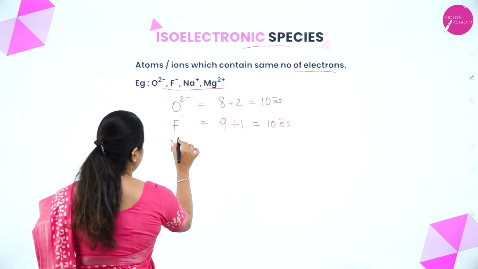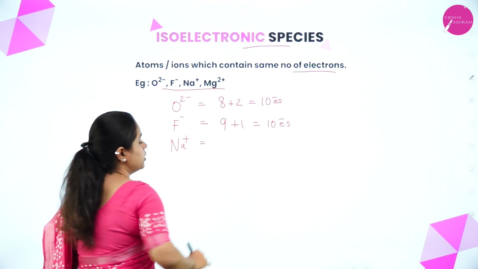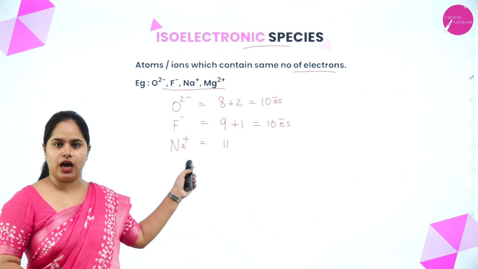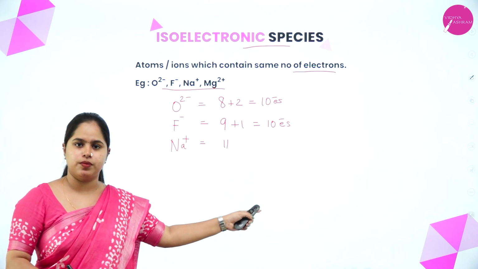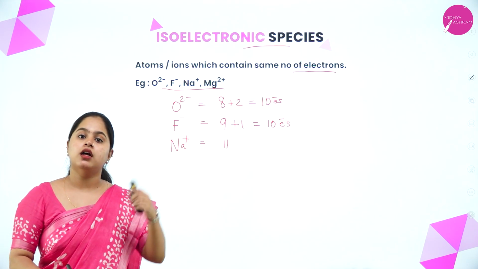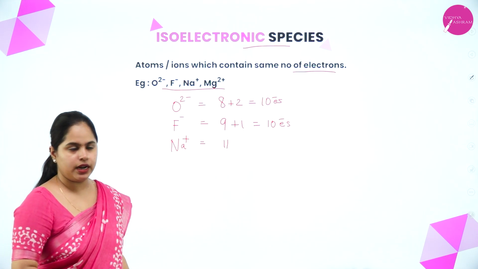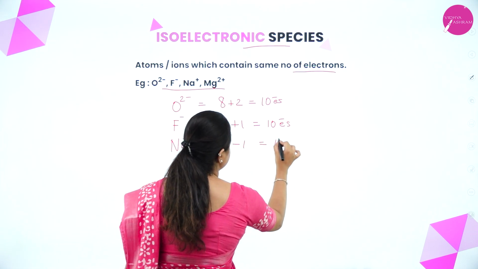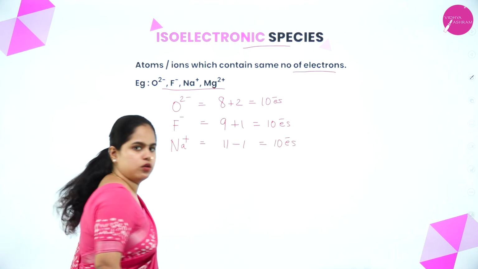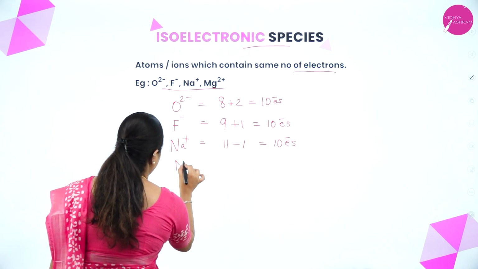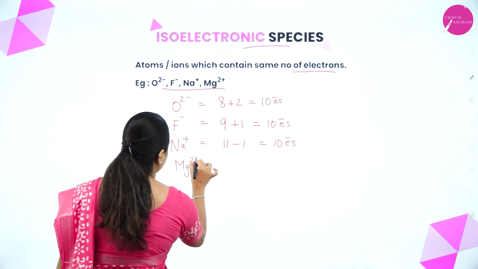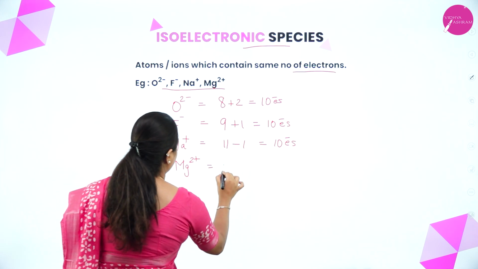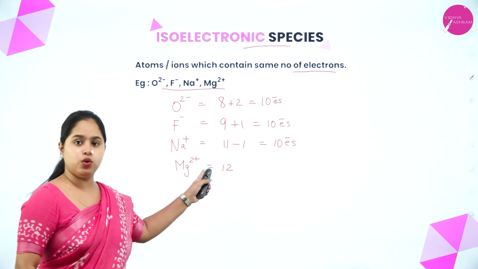Now let's take Na plus. What is the atomic number of sodium? It is 11. In this case, it is existing as Na plus ion. That means one electron is being lost from the atom, and hence it formed a cation. So one electron is less. Again, 10 electrons. Now the last one is Mg2 plus. What about Mg2 plus? Atomic number of magnesium is 12. That means the number of electrons is 12, and 2 plus is given here.